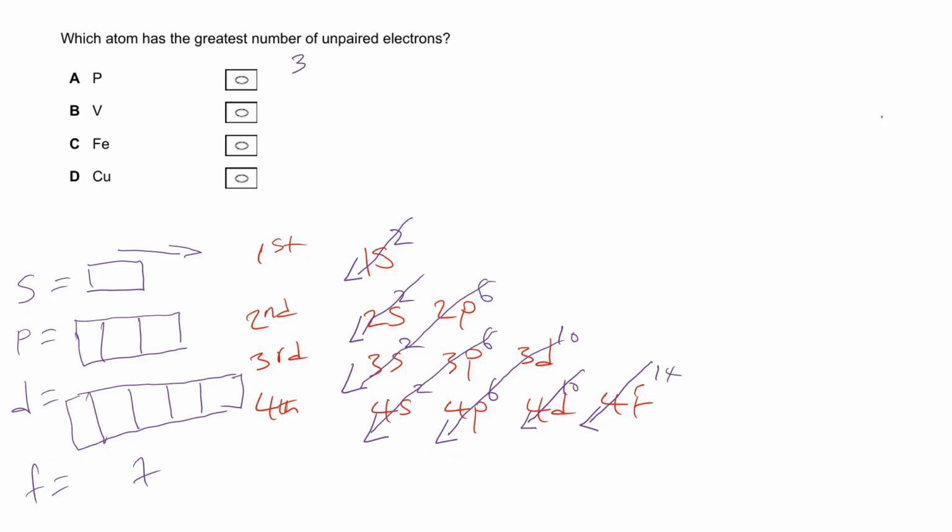Now let's look at vanadium. Vanadium is 23, and we have 1s2, 2s2, 2p6, 3s2, 3p6, 4s2. Now let's count how many electrons we have: this is 10, 12, 18, 20, right? And we have 3 more electrons. After 4s2, we have 3d. Then the d will take 3 electrons.